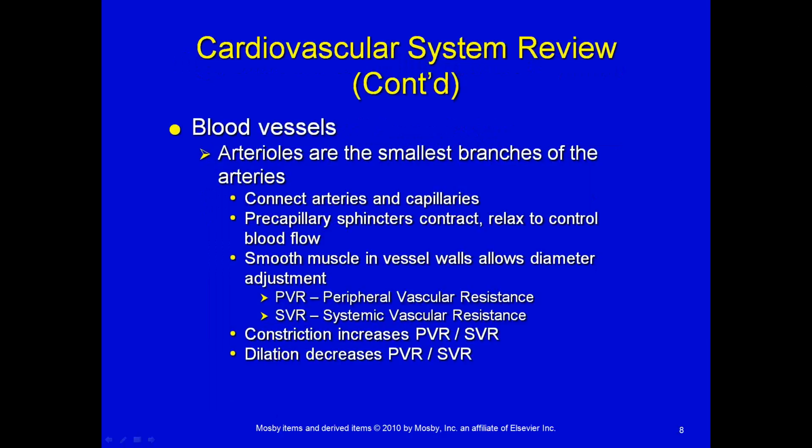When your vessels constrict, you increase peripheral vascular resistance or systemic vascular resistance. When your vessels dilate, the pressure drops in the system. So you decrease peripheral vascular resistance or you decrease systemic vascular resistance.